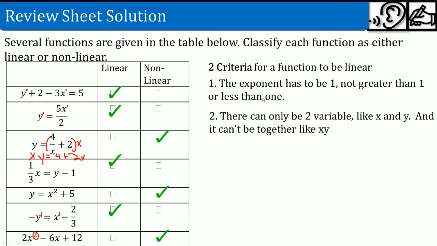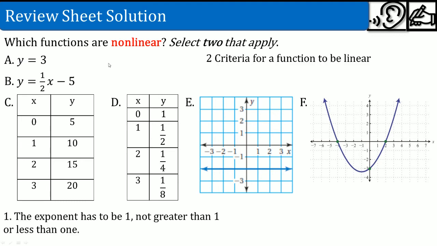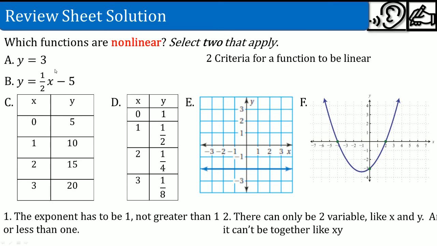Remember, make sure you understand there are 2 criteria. So which functions here are nonlinear? Select 2 that apply. The first one, y equals 3x. Oh, let's review the 2 criteria for it to be linear. It was in the last problem. I'm not going to repeat it. I'm just going to have it here for you to reference. The first one, y equals 3x. That is linear because it meets the criteria. So that's linear. Doesn't work. That's not what we're looking for. We're looking for nonlinear. Next one, exponent 1. You get an x and a y. So that is linear.